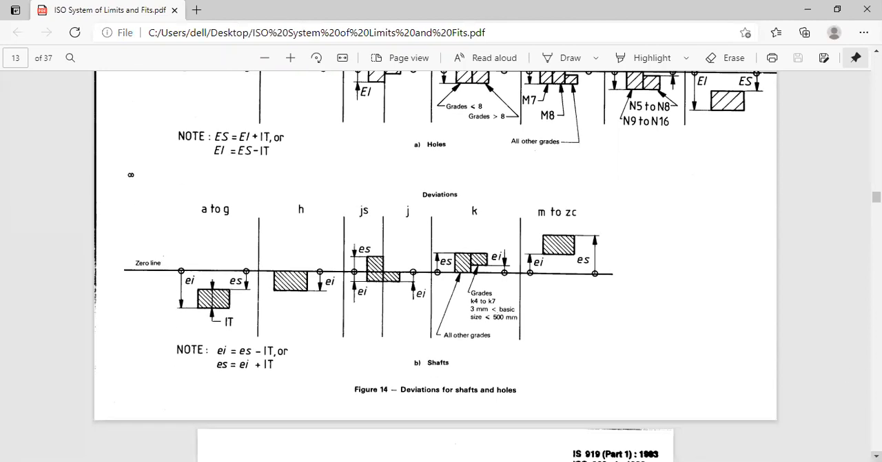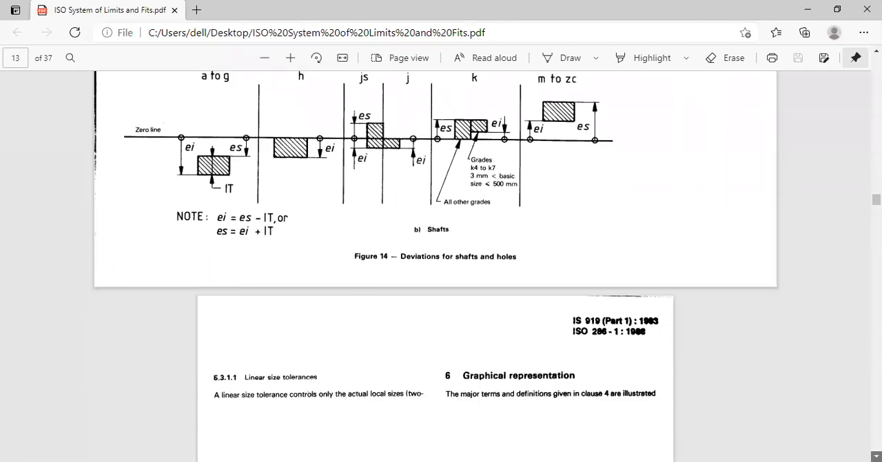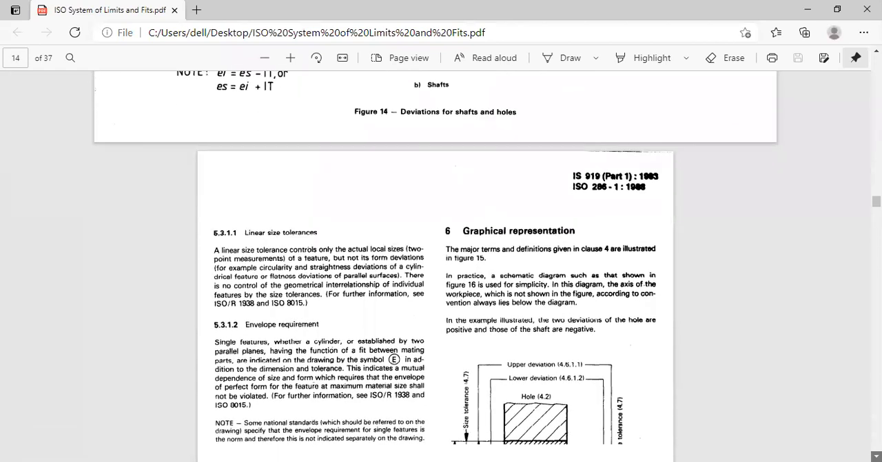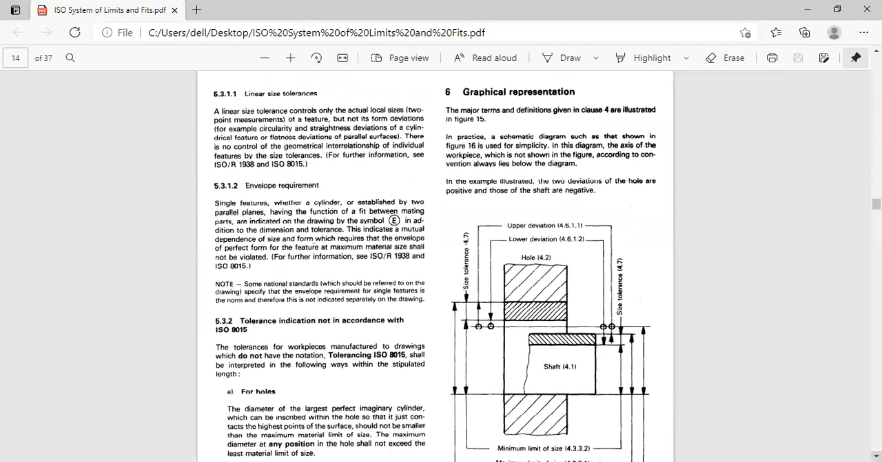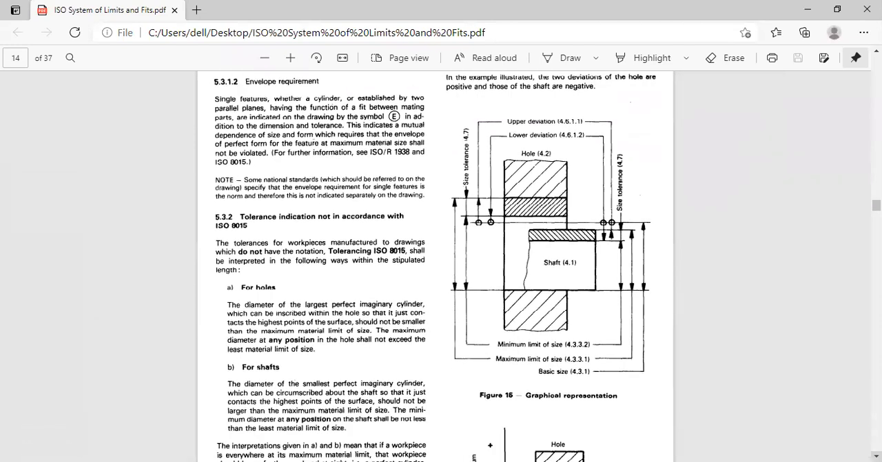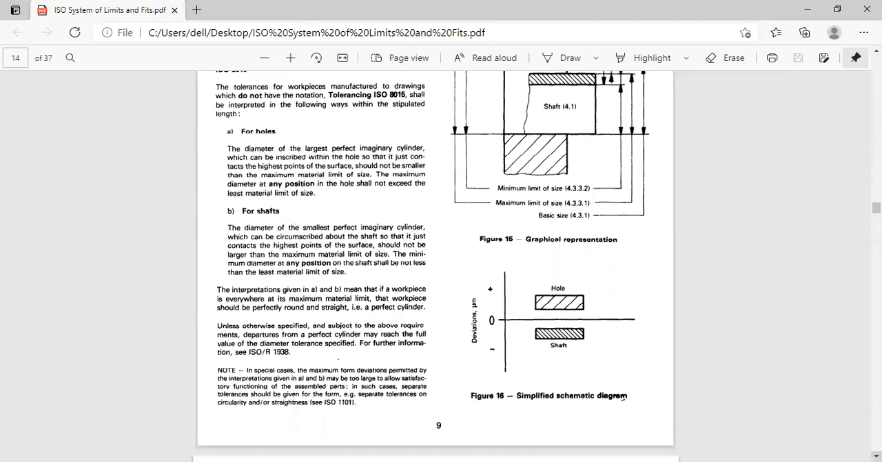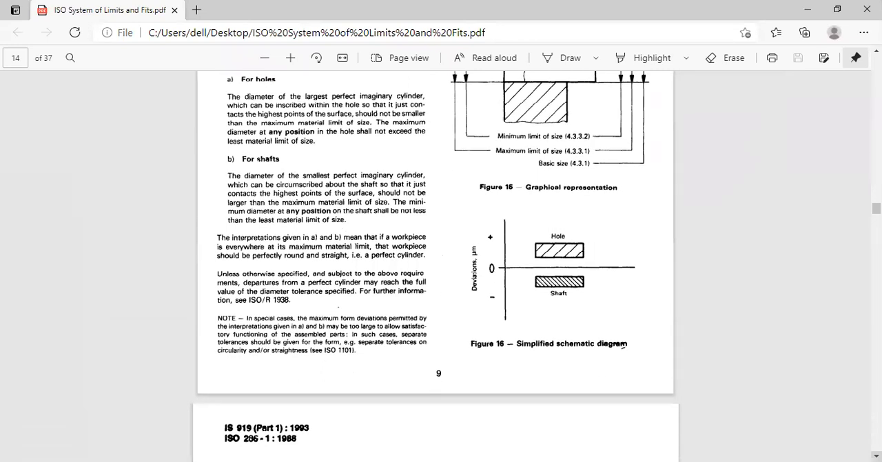You should simply split that particular deviation for shafts and holes in another diagram, so that one can understand clearly. So that is very important. And here the graphical representation is already finished. We don't want to waste time, so we just try to go to the next one.